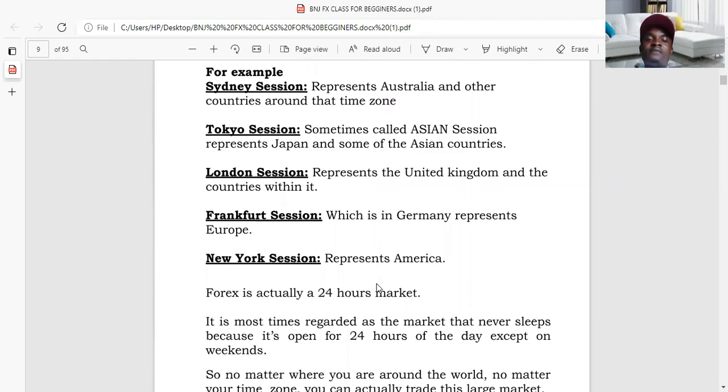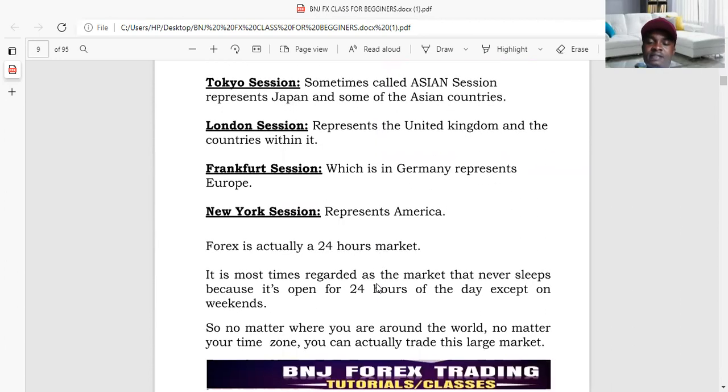Like we earlier said, Forex is actually a 24-hour market. It is most times regarded as the market that never sleeps because it is open 24 hours of the day, except on weekends. So no matter where you are around the world, no matter the time zone, you can actually trade this large market.